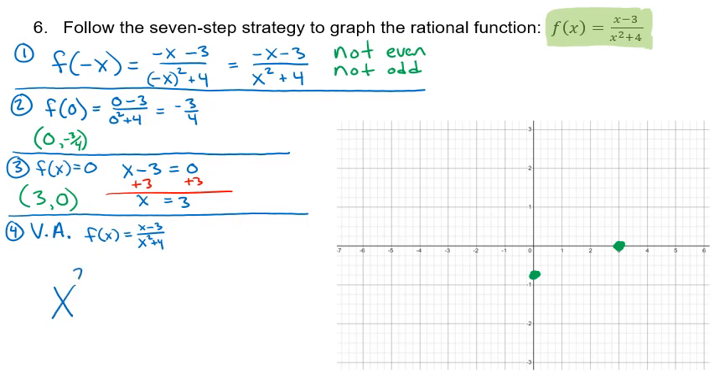Be careful. I've seen this before. X squared plus 4 equals x plus 2 times x plus 2. This is not true. This is absolutely false. If you multiply out the right-hand side, you don't get x squared plus 4. So x squared plus 4 does not factor.